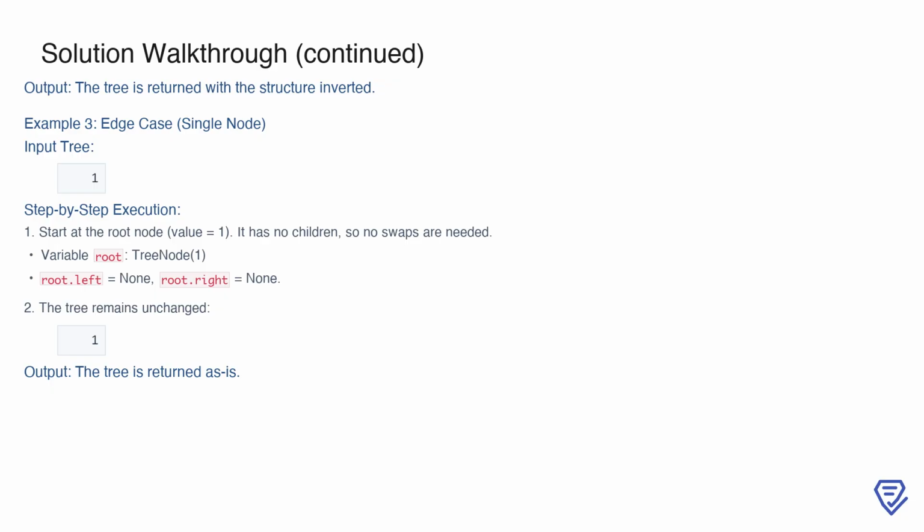As a result, the tree remains unchanged. The output is the same single node tree, and it is returned as is. This example demonstrates that the algorithm handles edge cases like single-node trees gracefully without performing unnecessary operations.